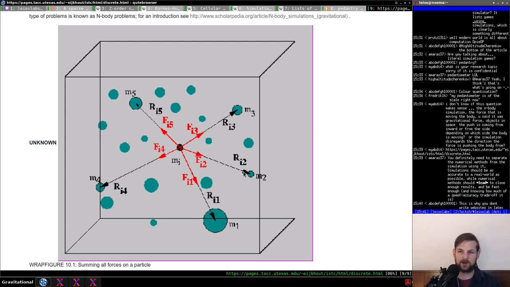You definitely need to separate numerical methods from the simulation using it. Simulation should be as accurate to the real world as possible. Well, numerical methods should lead to close enough results and be fast enough, and knowing how much of the speed accuracy trade-off it is.